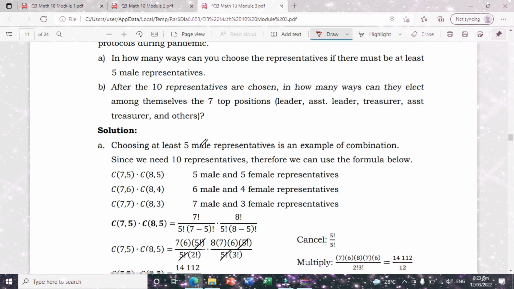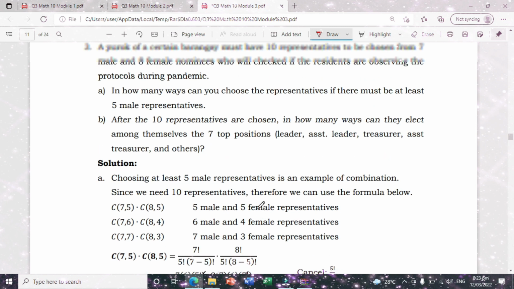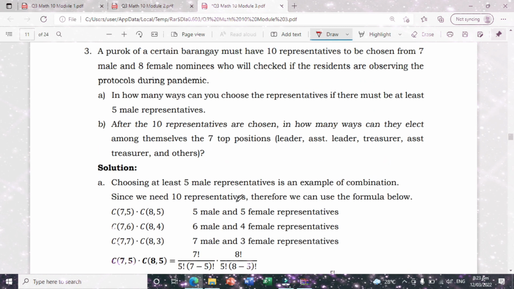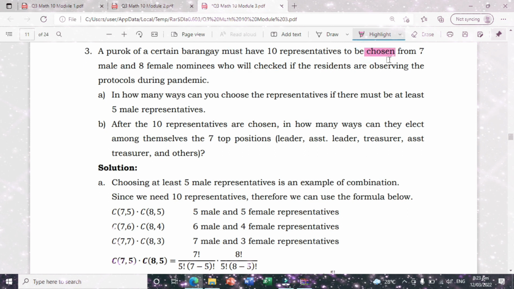Okay. So, start tayo dito. Sa letter A, choosing at least 5 male representatives is an example of combination. Bakit combination? What is the keyword? Okay, very good. So, meron tayong keyword na chosen. Choosing. Yan. So, combination kaagad yan. Very good. So, since we need 10 representatives, therefore, we can use the formula below.